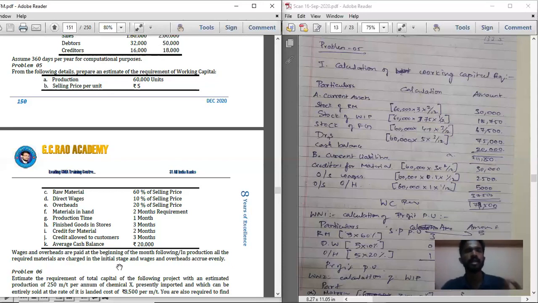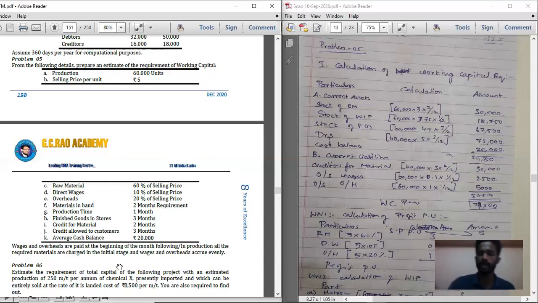So for calculating the work in progress, the same thing we should take here: material 100%, wages and overheads 50%. So this is problem number 5. This is how they will ask the exam question. They will twist something in the question paper. They have twisted this: wages and overheads are paid at the beginning of the following month, for which students will get confused whether we should take 1 month or whether they are paying it then and there. It is 1 month. We should take it as 1/12.